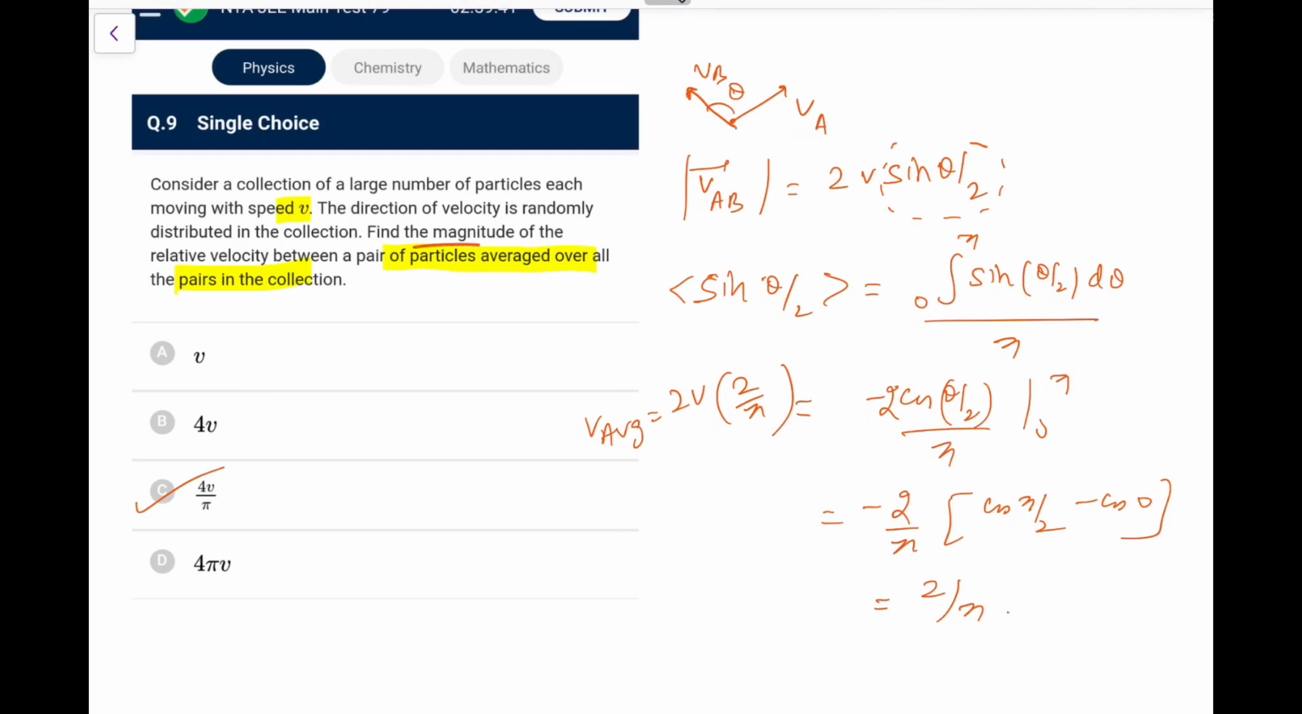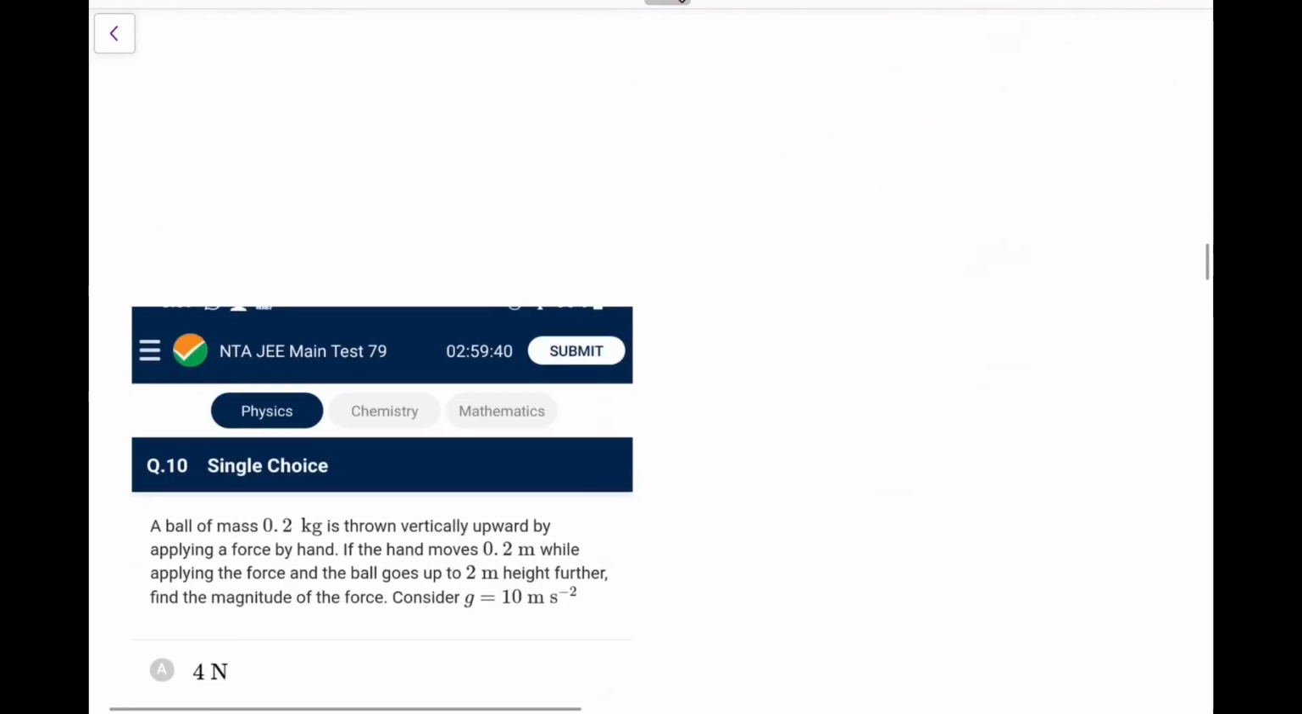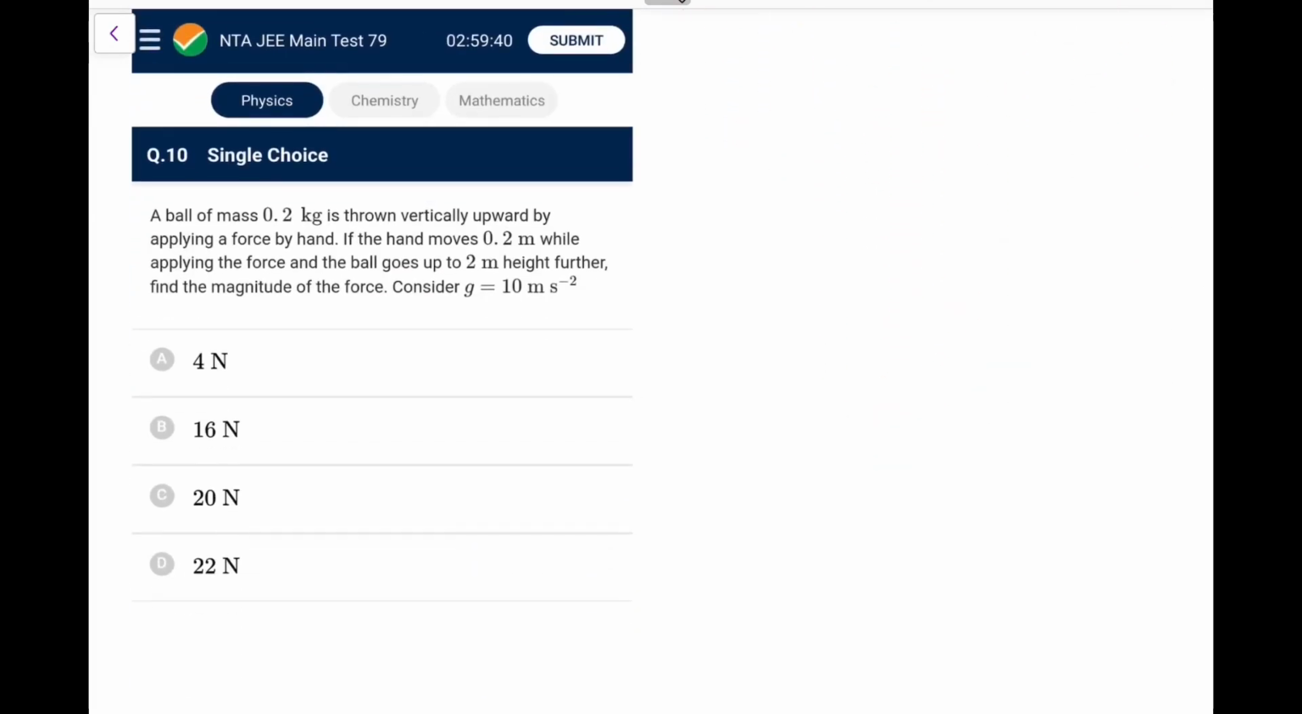It's a nice question. If it would have been simple, the relative velocity average would have been 0, but you have to calculate the magnitude of the relative velocity, so be careful.